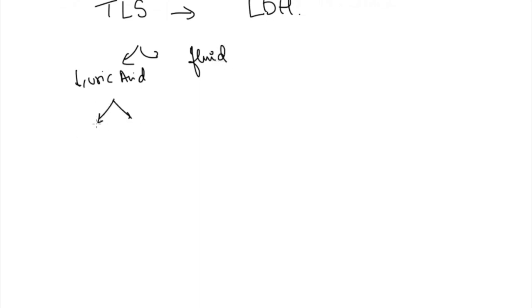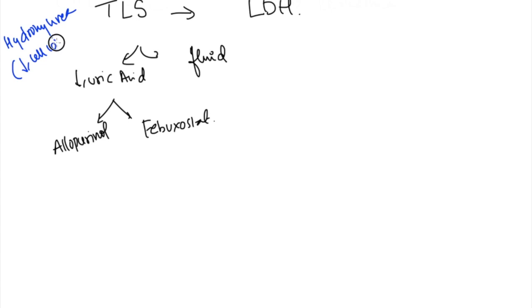To reduce uric acid, we can start the patient on allopurinol or febuxostat. Okay. Then the other one, there's another drug here that is to be mentioned, that is hydroxyurea. So what does this do? This will reduce the cell counts. Hence it has a role in CML, because I told you the total count is more than 2 lakhs. So first reduce the cell counts, and then we will go into the treatment proper. Okay, so this is to prevent TLS.